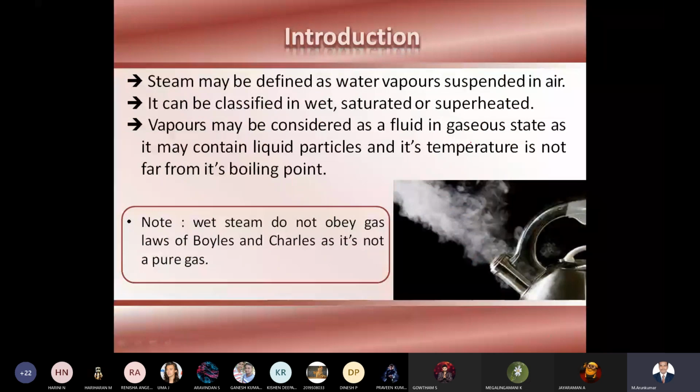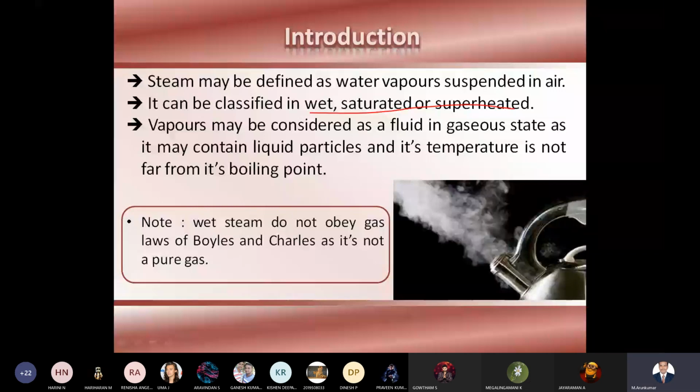Then the introduction about the steam. The steam may be defined as water vapor suspended in air, that you know very well. It can be classified as wet, saturated, or superheated. Vapors may be considered as a fluid in gaseous state, as it may contain liquid particles and its temperature is not far from its boiling point. Just steam, right? So we have the steam in these three stages: wet steam, saturated steam, and superheated steam.